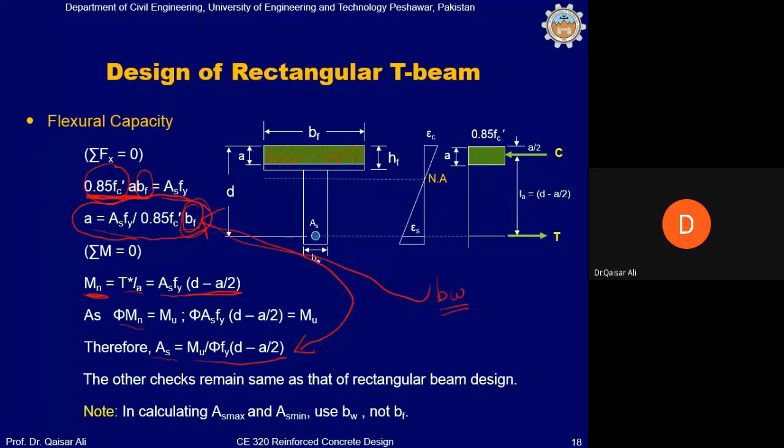All the other checks remain the same as for rectangular beam design. However, there is one note: for the calculation of As and As minimum, we will use bw and not bf. So all equations remain the same as we would use in the previous case of a rectangular beam, except that bf will be used instead of bw if the compression block is within the slab.